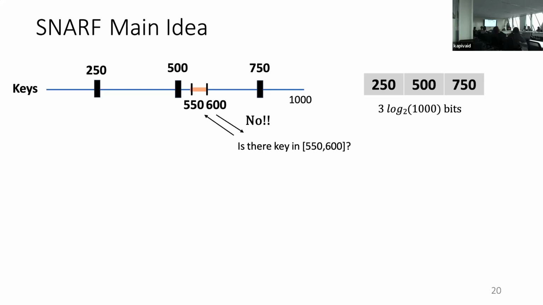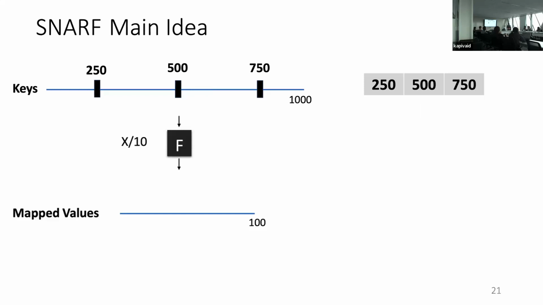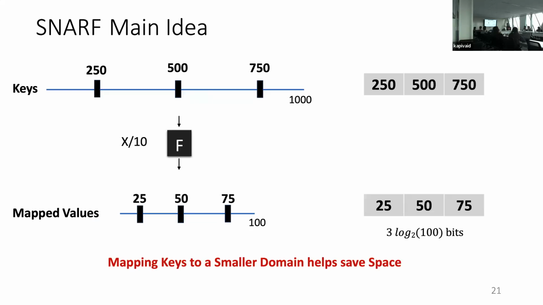Now, in order to save space, what we can do is we can map these set of keys to a smaller domain. So here we use a simple mapping function, divide by 10. And the map values would be 25, 50 and 75. And they'll be in a domain of size 100. And if we were to store these map values, it will only take 3 log of 100 bits. So here what we are seeing is mapping things to a smaller domain saves space, which is quite obvious.